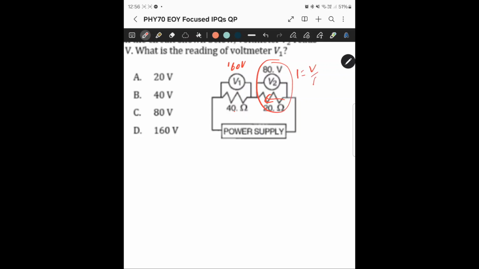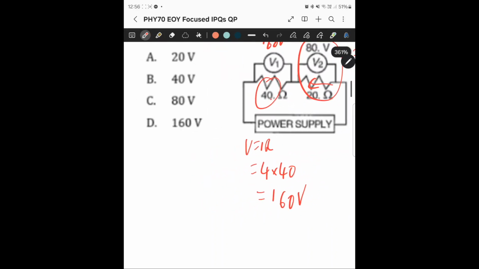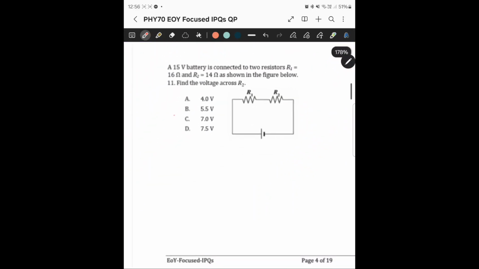So I'll just do V over R, double check it, 80 over 20. Of course, if you don't know how to do it, you can use your calculator. Not saying that I'm using it, but you can. That'll give me 4 amps. Amazing. Now, let's find the voltage. V equals IR, right? 4 times, now this one, 40. 4 times 40 is 160. So my answer was correct. So this is going to be D, 160. So you can use the calculation method or you can use your brain. The numbers might be different in the final exam.